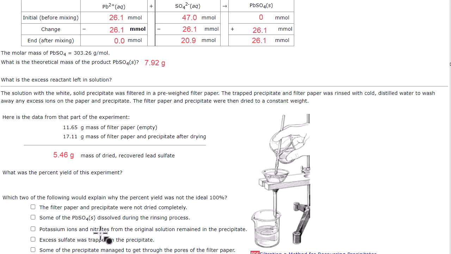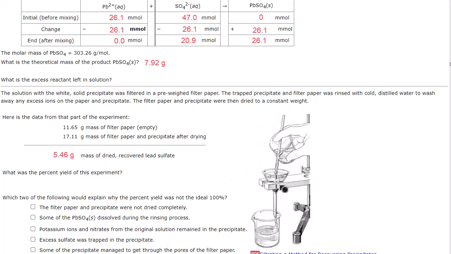Some of the lead sulfate escaped because it dissolved while we were rinsing. Potassium ions and nitrates from the original solution remained in the precipitate. Well, if they stayed in the precipitate, then we'd have potassium and nitrates in here in addition to the lead sulfate. That would make our weight greater. That's not going to work. Excess sulfate trapped? Nope, that makes our final result bigger. Not going to work. And then some of the precipitate managed to get through the pores of the filter paper. Well, it escaped, so we had less than we expected.